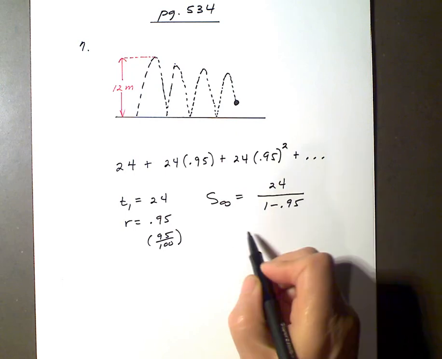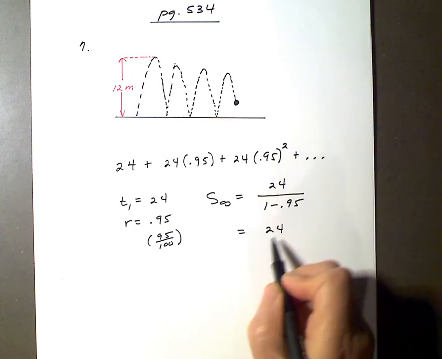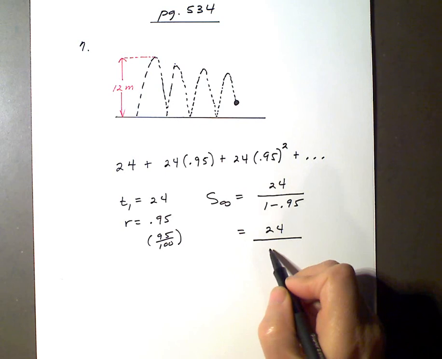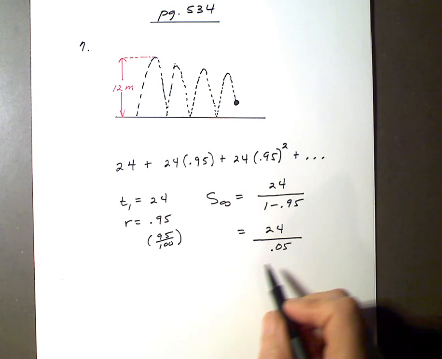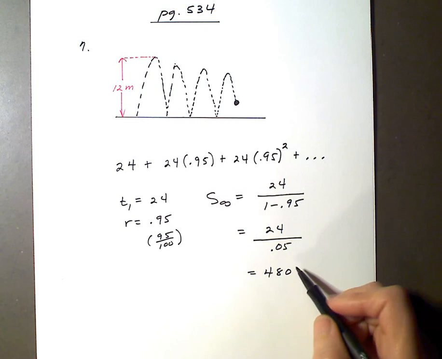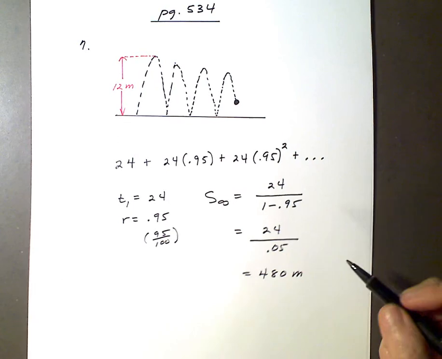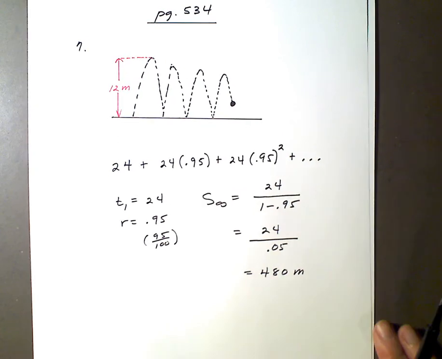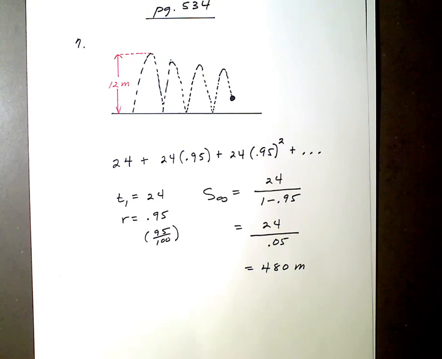So this is 24 divided by 5 hundredths, and so I get 480 total meters of vertical distance until the ball essentially comes to a stop. And that's it.